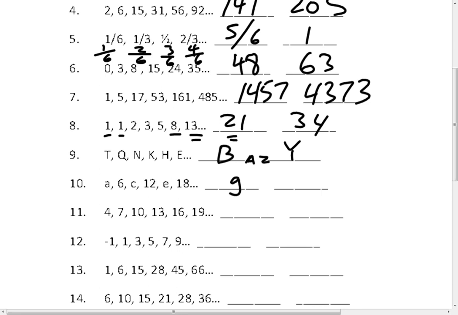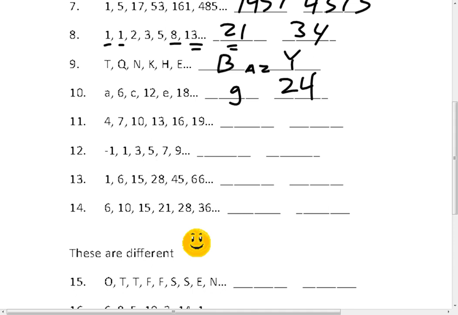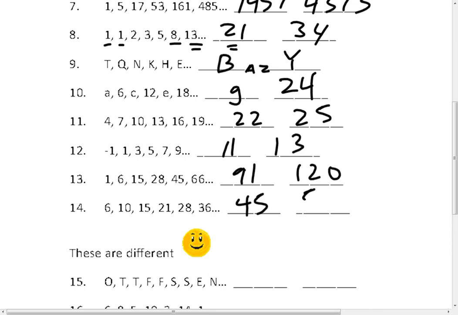Lowercase g, 24, 22, 25, 11, 13, 91, 120, and 45, 50.